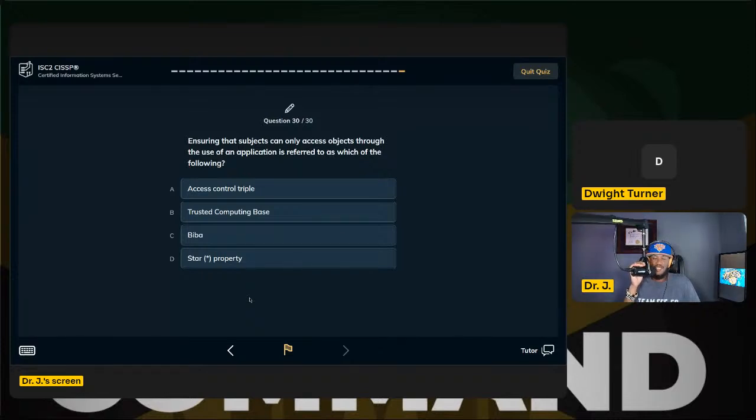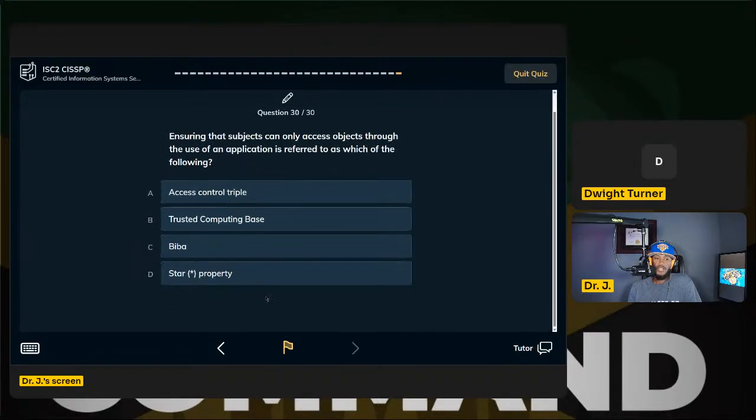All right, last one for tonight. Ensuring that subjects can only access objects through the use of an application is referred to as which of the following?